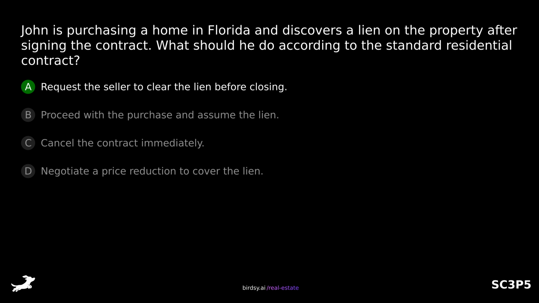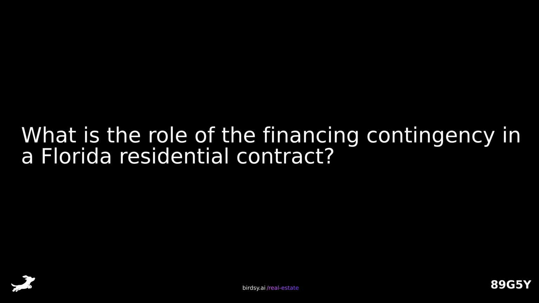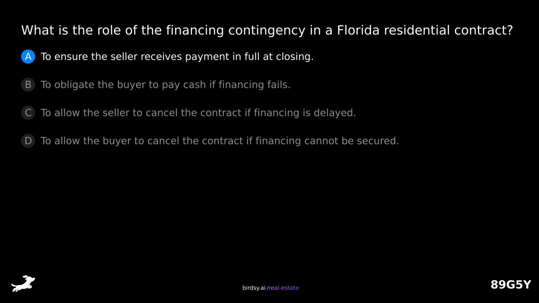The answer is A, request the seller to clear the lien before closing. The standard contract allows the buyer to request the seller to clear any liens before closing. What is the role of the financing contingency in a Florida residential contract? Is it A, to ensure the seller receives payment in full at closing? B, to obligate the buyer to pay cash if financing fails? C, to allow the seller to cancel the contract if financing is delayed? Or D, to allow the buyer to cancel the contract if financing cannot be secured?